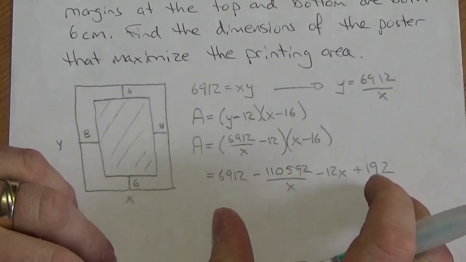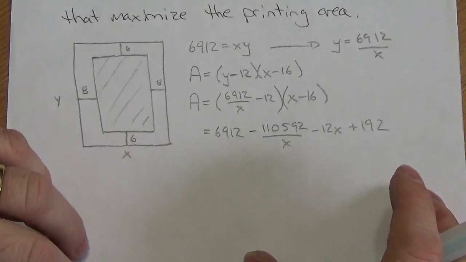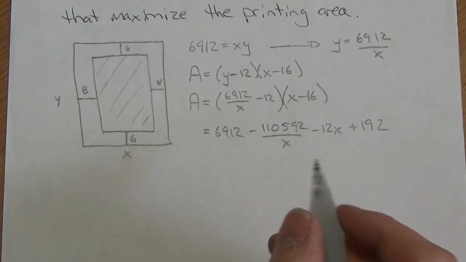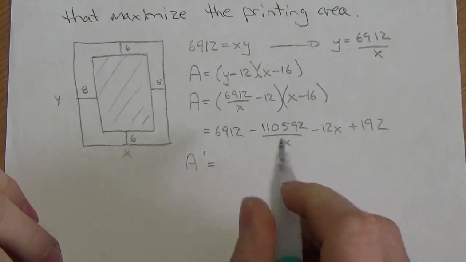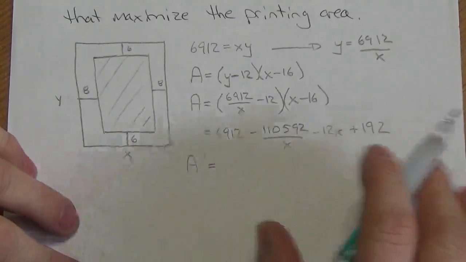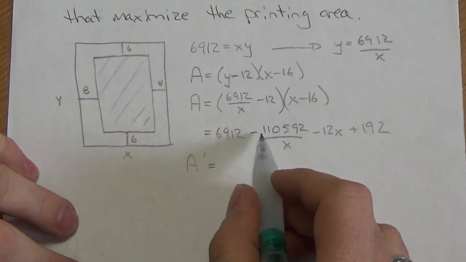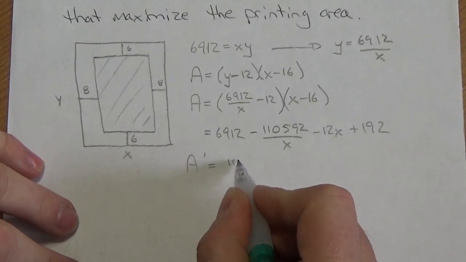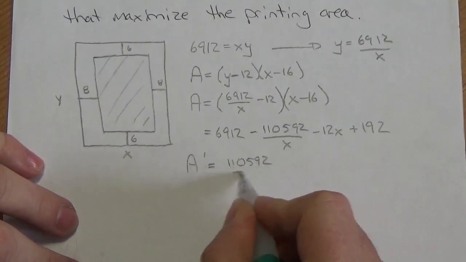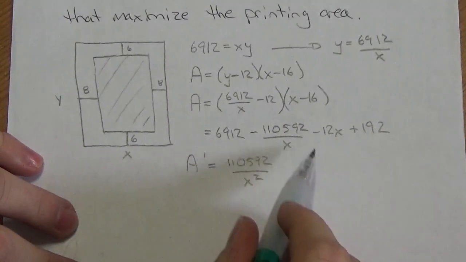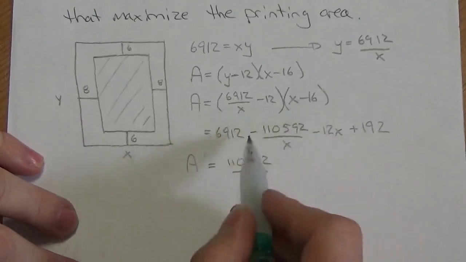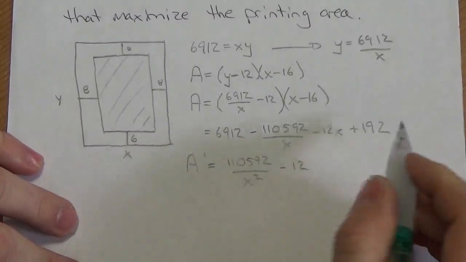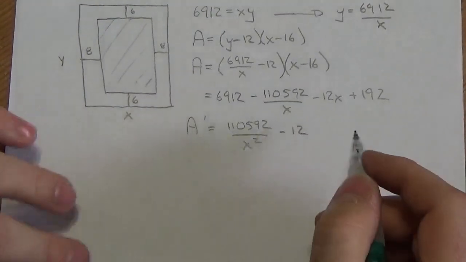I didn't actually have to do that because I know what's coming up. When I multiply those two constants together, I'm going to get a constant, and the derivative of that constant will be 0. And actually, that's what's going to happen right now. The derivative of 6,912 is 0. The derivative of negative 110,592 over X is going to become positive 110,592 over X squared. Because remember, this is like dealing with X to the negative 1, and so when you bring down the exponent, those will cancel, and we'll get negative 2 there. And then this will become negative 12, and the derivative of 192 is just 0.